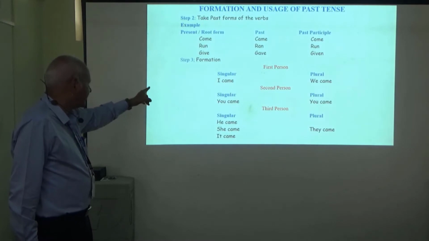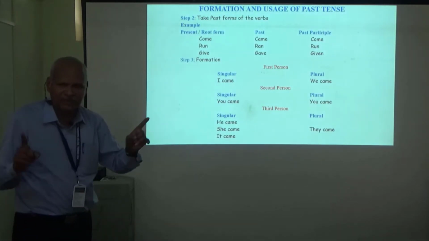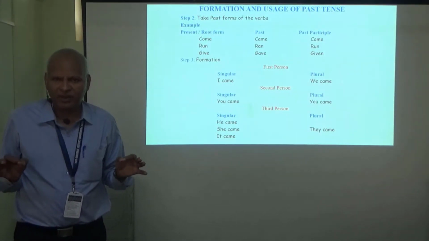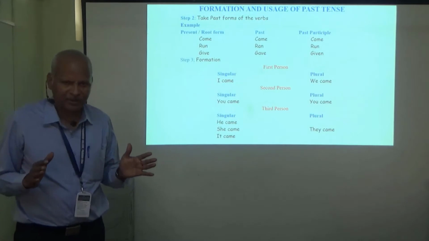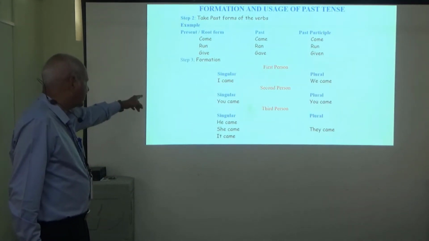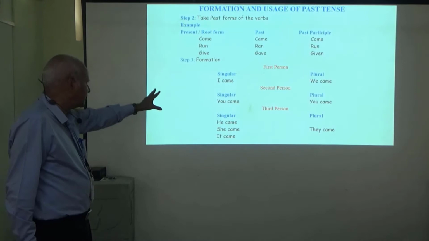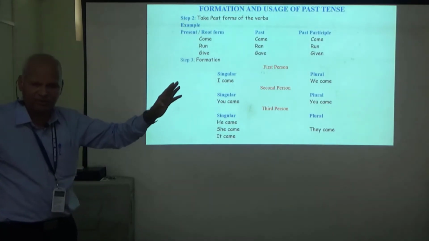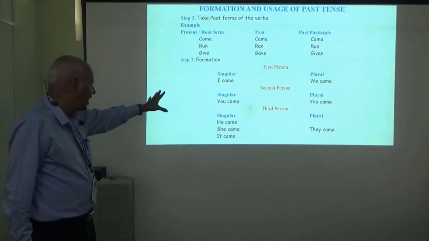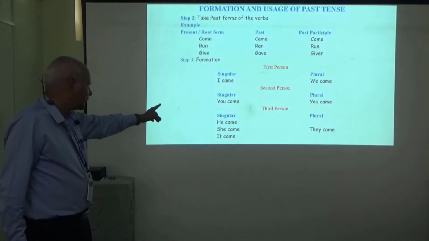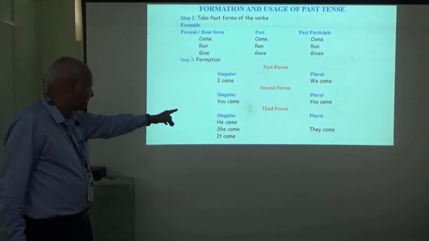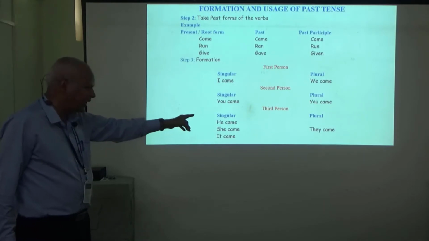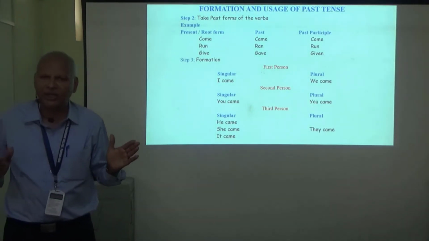So step 3, formation. So only 2 steps. First one, taking the personal pronouns. Second one, take the past form of the words. Now we are forming first person, second person, third person, singular, plural. You see, I came. We can't say I come. I came, we came, you came. Third person again, singular and plural: he came, she came, it came, and they came. So everywhere only came remains.